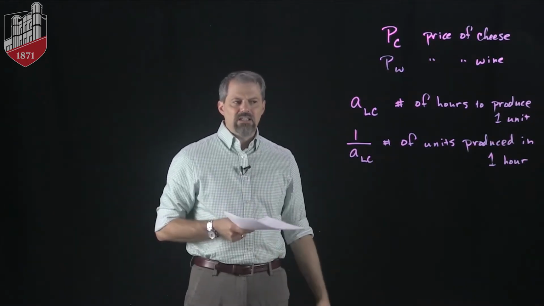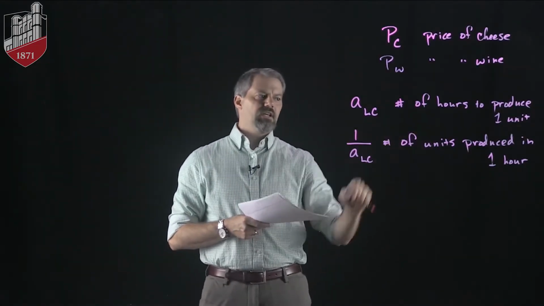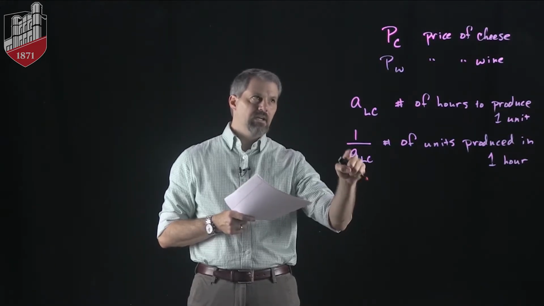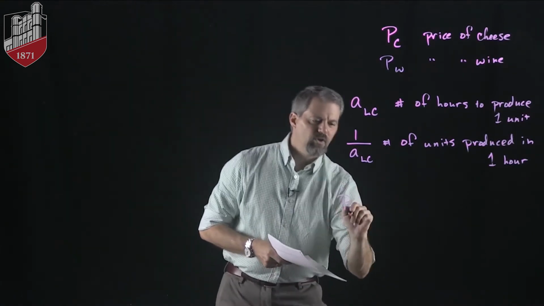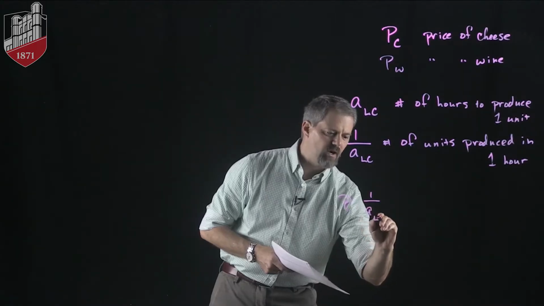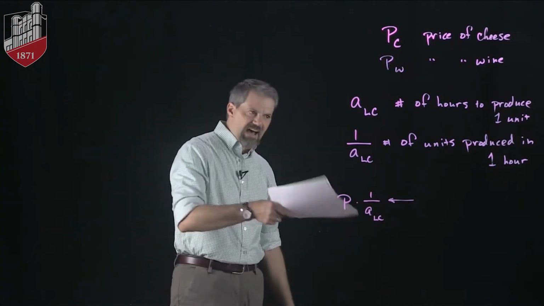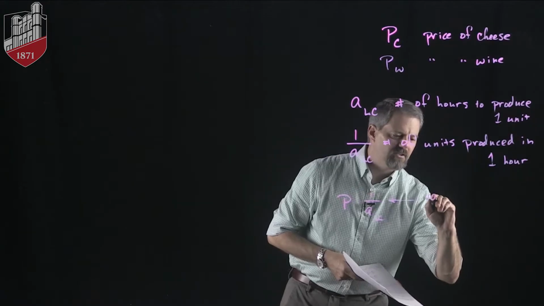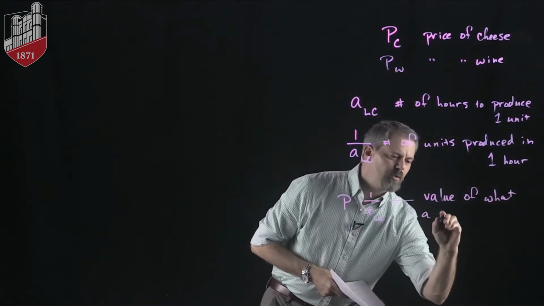So now, if we wanted to know the value of what this input can produce in 1 hour, here's the amount that they can produce in 1 hour. Here's the price of it. So if we take the price and multiply it by the amount they produce, P times 1 over the unit labor requirement, this product is going to be the value of what a worker can produce in 1 hour. This is the value of what a worker can produce in 1 hour.